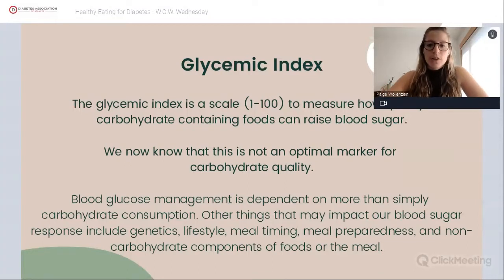Blood glucose or blood sugar management really is dependent on more than simply just our carbohydrate consumption, and other things impact our blood sugar response, including but not limited to our genetics, our lifestyle. Some of these, we don't have as much control over, but then other things we do have a bit more control over, such as our meal timing, our meal preparedness, and then the non carbohydrate components of foods or that meal. So that's what we're going to be diving into today.